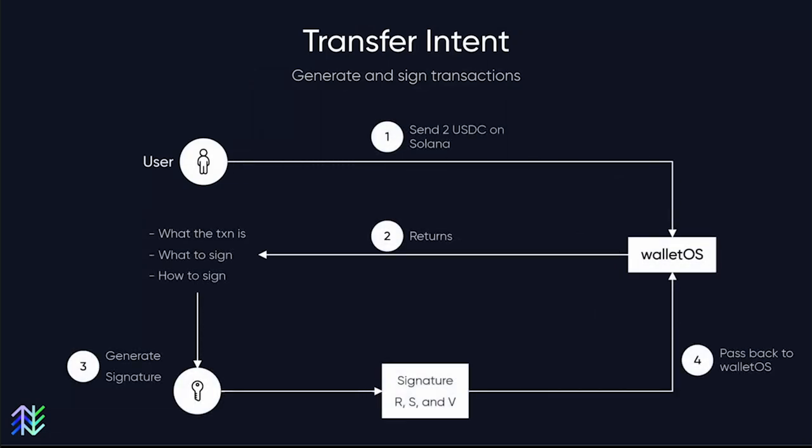In the case of transferring on Agoric, we have a very simple transfer endpoint. And in the case of blockchains that let you batch, you can transfer to multiple recipients. So as a user talking to WalletOS, you can tell us, hey, I want to send some BLD. We should have probably updated this for Agoric, but I can say, send some BLD on Agoric to a particular recipient. And what WalletOS returns is the actual transaction, what to sign and how to sign it.